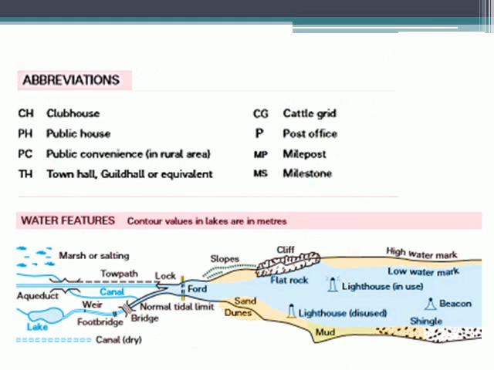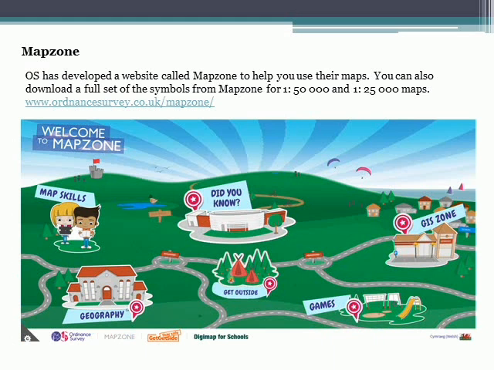The second type is abbreviations. So you have the first letters. For example, clubhouse. CH stands for clubhouse. PH, public house, and so on. The symbols at the bottom show you water features. The first symbol stands for marshes or salting, the second one, and so on. Okay, take a look at them.